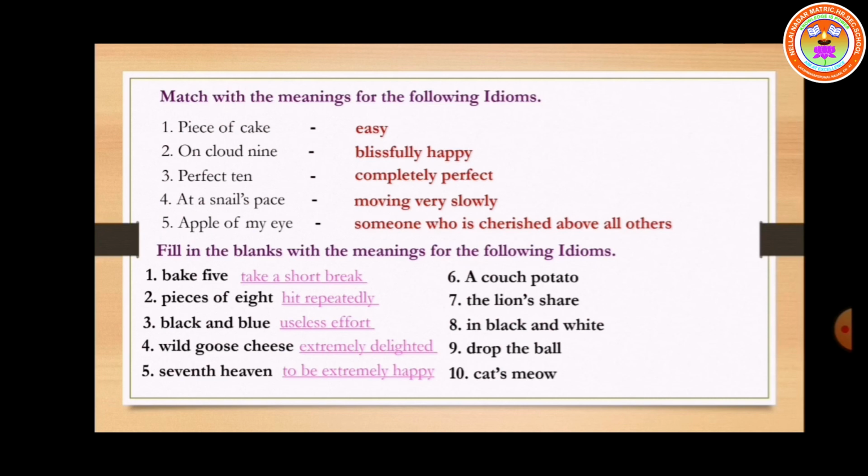Then sixth one, a couch potato, an ideal person. The lion's share, the biggest part. In black and white, writing on paper in print. Ninth one, drop the ball, miss an opportunity. 10th one, cat's meow, outstanding performance. So these are some of the meanings of the given idioms.